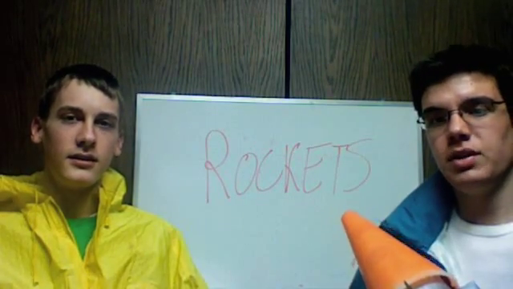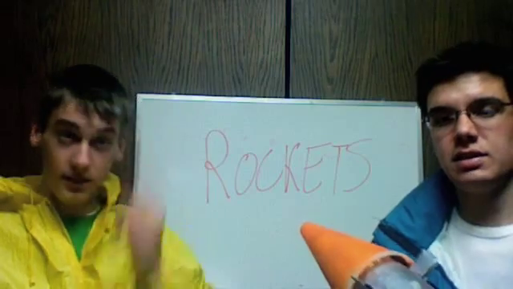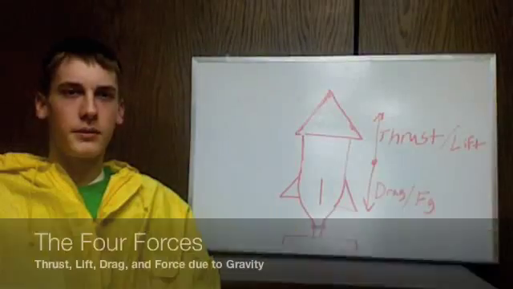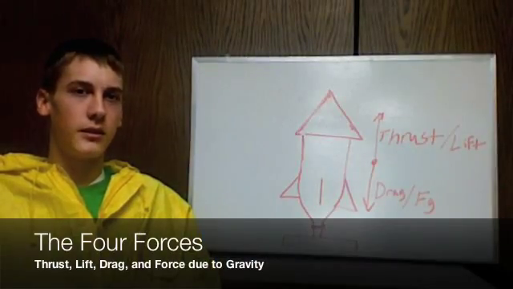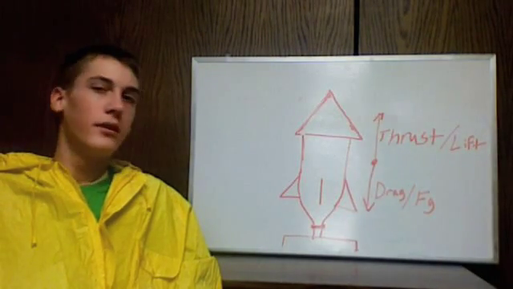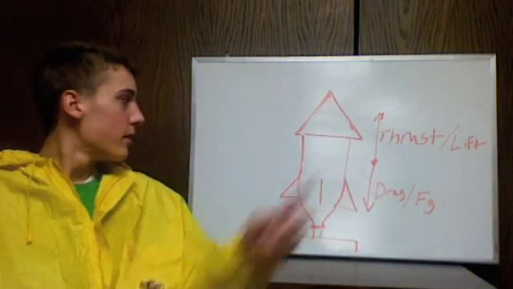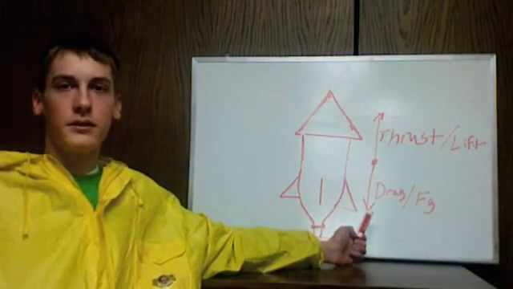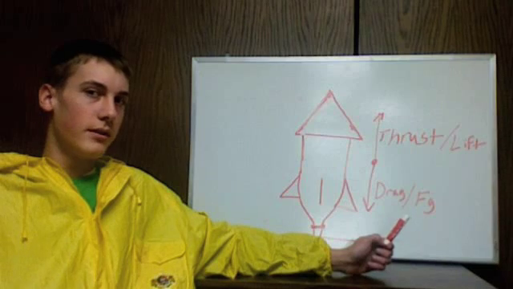Today on the show, we will be looking at rockets and the physics behind them. So now I'm going to give you an explanation about the physics and the forces that affect the rocket during its flight. The first one, drag, is a downward force, which is better known as air resistance.